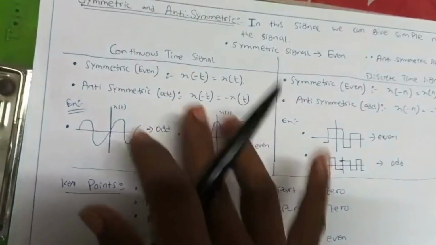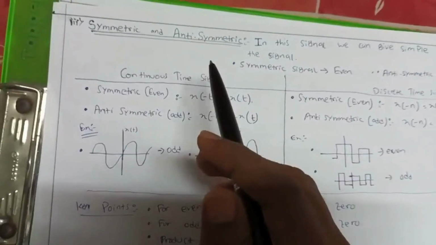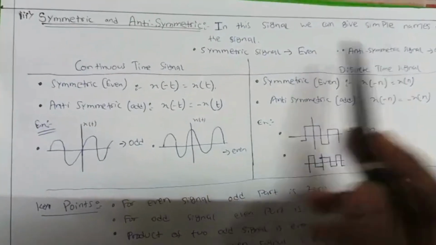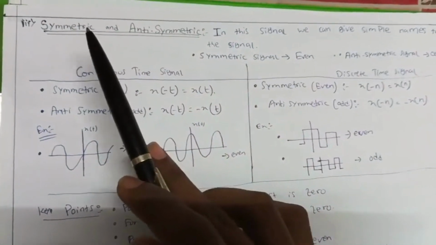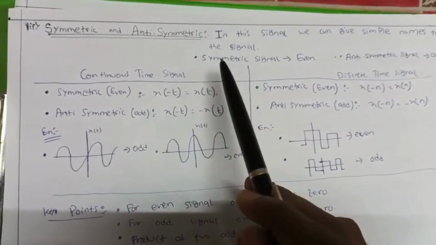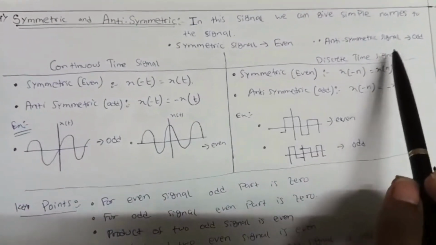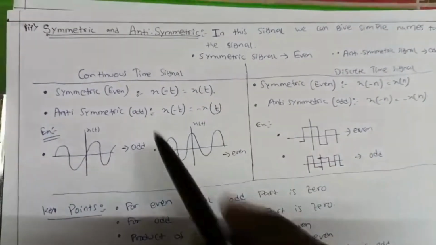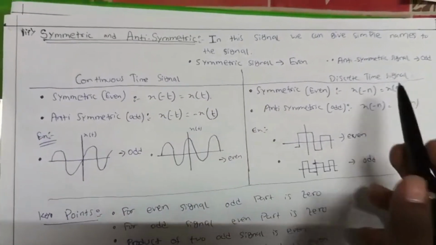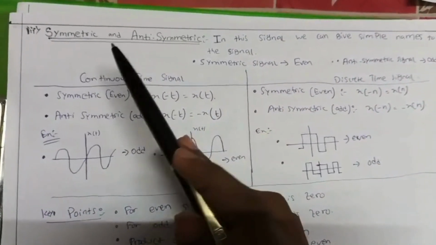Now the third, symmetric and antisymmetric. In this signal, we can give simple names to the huge names symmetric and antisymmetric. The symmetric can be said as even and the antisymmetric can be said as odd signal. This applies to continuous time signal and discrete time signal, for both of the signals, symmetric and antisymmetric.